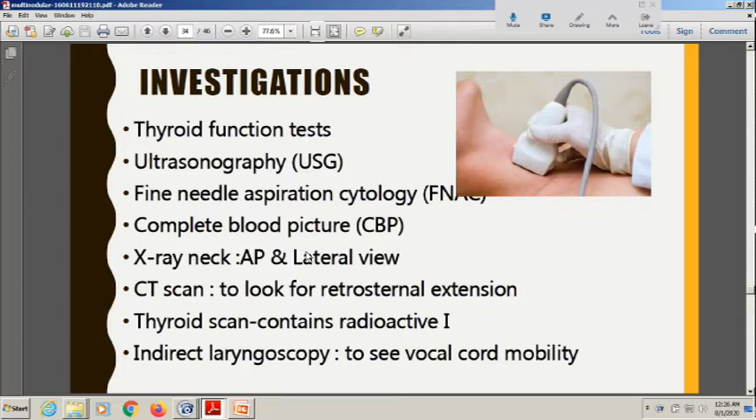In ultrasonography, you can easily identify the size of the nodule, shape of the nodule, consistency of the nodule, and number of the nodules. So after the TFT and after the sonography, the next test is your fine needle aspiration cytology, which is also called FNAC, which is a very diagnostic and very important test, especially in thyroid. FNAC can be done with the help of USG guidance.